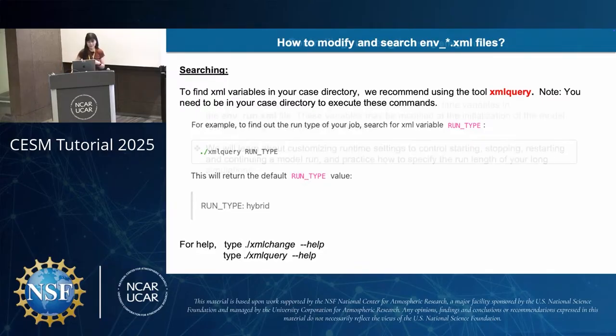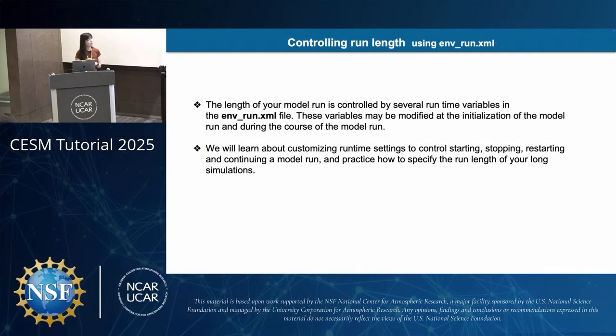Okay. Carry on. We're going to learn how to control the length of a run with env_run.xml. It is controlled by several runtime variables, and these variables can be modified at the time of initialization of the model run or during the course of the model run. So you don't have to change this variable and build the model again, right? We will learn how to customize your runtime settings to control how to start, stop, restart, and continue a model run, and practice how to specify the length of your long simulations.